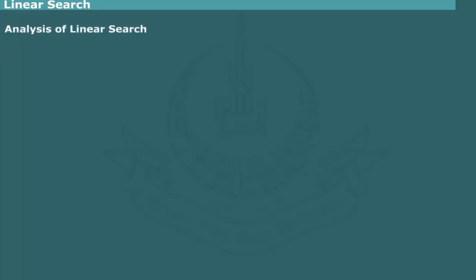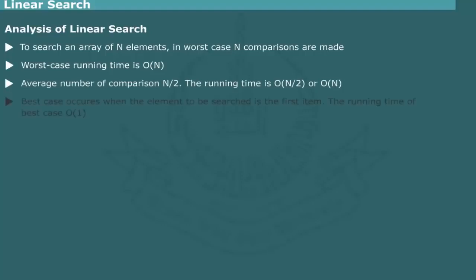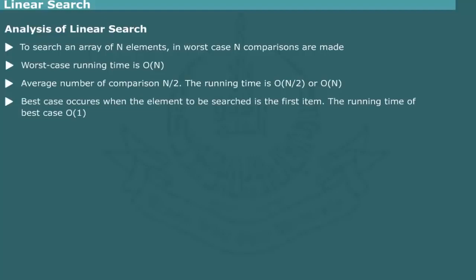Analysis of linear search. To search an array of size n, at most n comparisons are made between array elements and the item to be searched, if the element happens to be non-existent or if it is the last element. Thus, in the worst case, the running time of linear search is O(n). The average number of comparisons would be n/2. In the best case, the element being searched for is the very first item. Thus, in the best case, the efficiency of linear search is O(1).